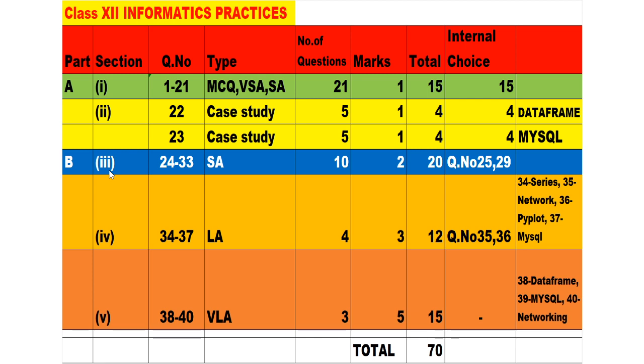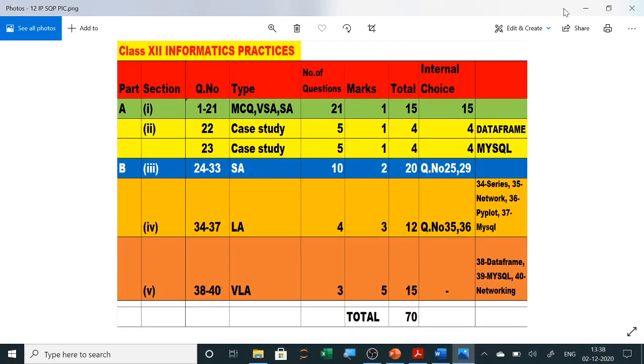Now the third section consists of short answer, 2 marks, 10 questions. Then the fourth section is long answer, 3 marks, 4 questions. And the fifth section is 5 marks, 3 questions. The 5 marks questions will be from data frame, MySQL and networking. So let us solve all the questions here.